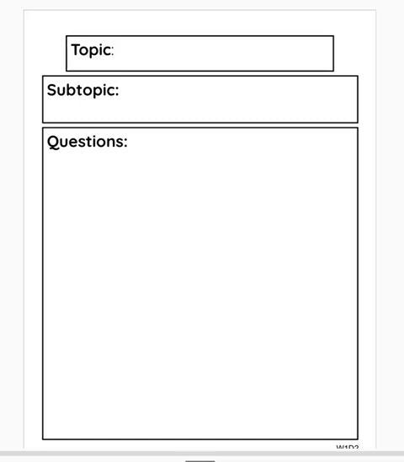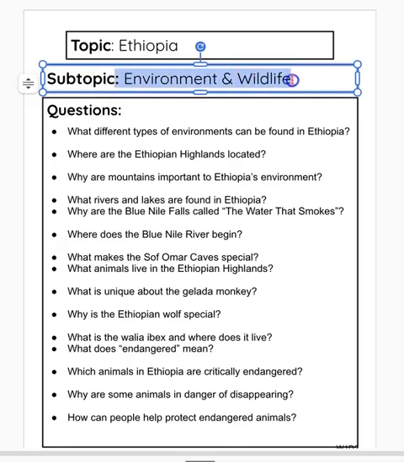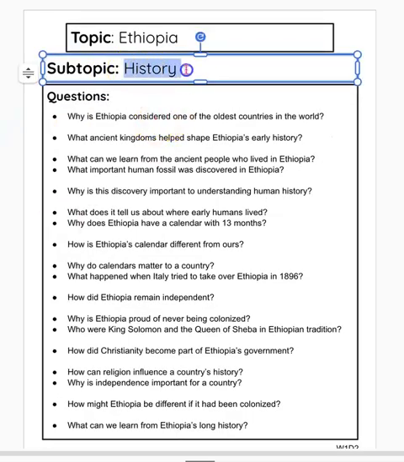After that, let me flip. They have some blank pages here, and I'm going to show you the ones that I did as my example. After that, we put the subtopics, as you can see, in each, they have 3 pages. So this one's environment, wildlife. The other one was people and culture. And then this one was history.